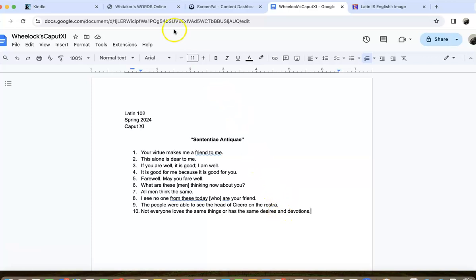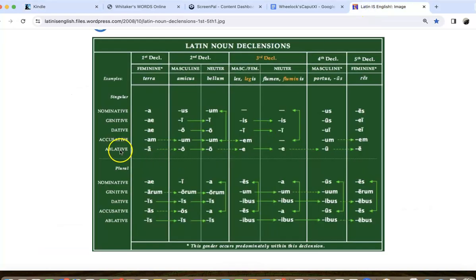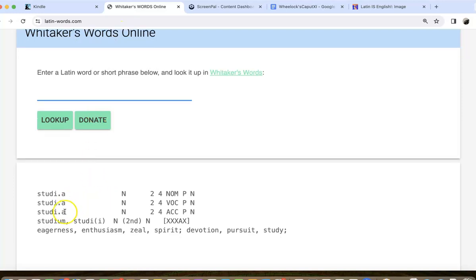Okay. So studia is where we get words like studious or even a student, but here it is in the second declension accusative plural. So second declension accusative plural, accusative ends in a, so studia. Again, if we're not sure about that, we need to start getting more and more comfortable doing research and looking up words. That's what research is, looking stuff up. So studia, there it is, second declension accusative plural.